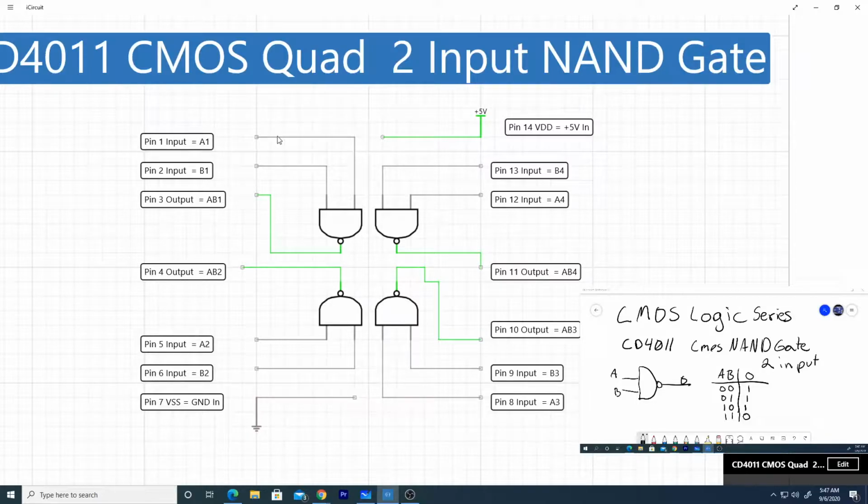You have pin 1 and pin 2 are your inputs for the pin 3 output. Then you have pin 5 and 6 are your 2 inputs for your pin 4 output. And then you have pin 8 and 9 is your 10 output, and pin 12 and 13 are your 11 output. And then you have pin 14 is your plus 5 volts or your VCC, and then you have your pin 7 is your VSS or your ground input.